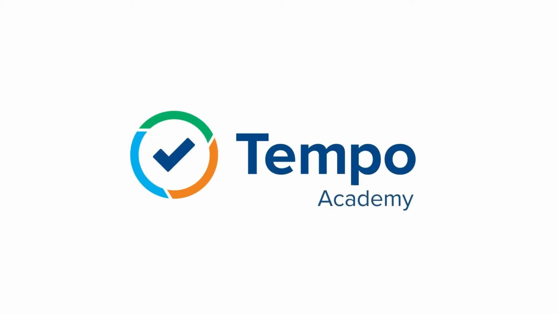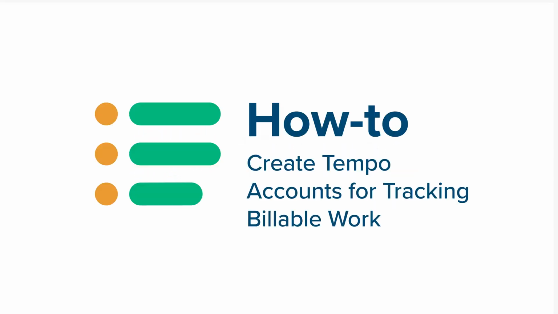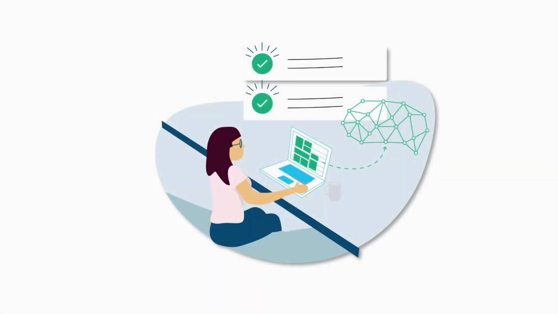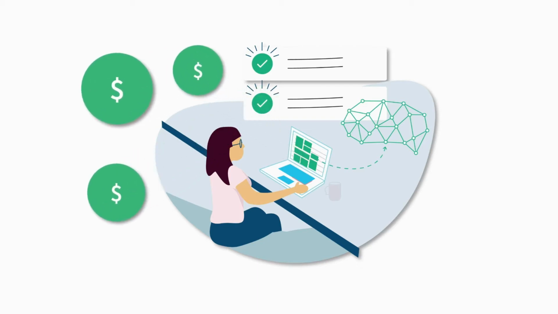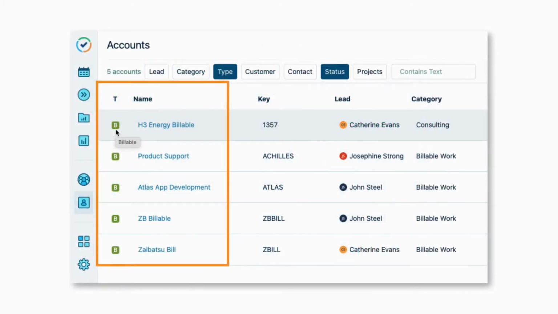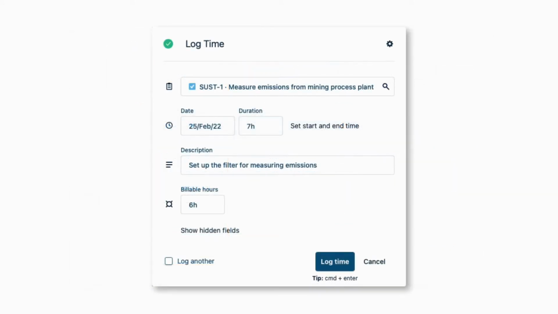If you need to track billable work for invoicing your customers, using Tempo accounts is a great way to do it. Tracking billable work is one of the main reasons to use Tempo Timesheets, and there are two ways that you can do it. Using Tempo billable accounts, or using the Billable Hours field.